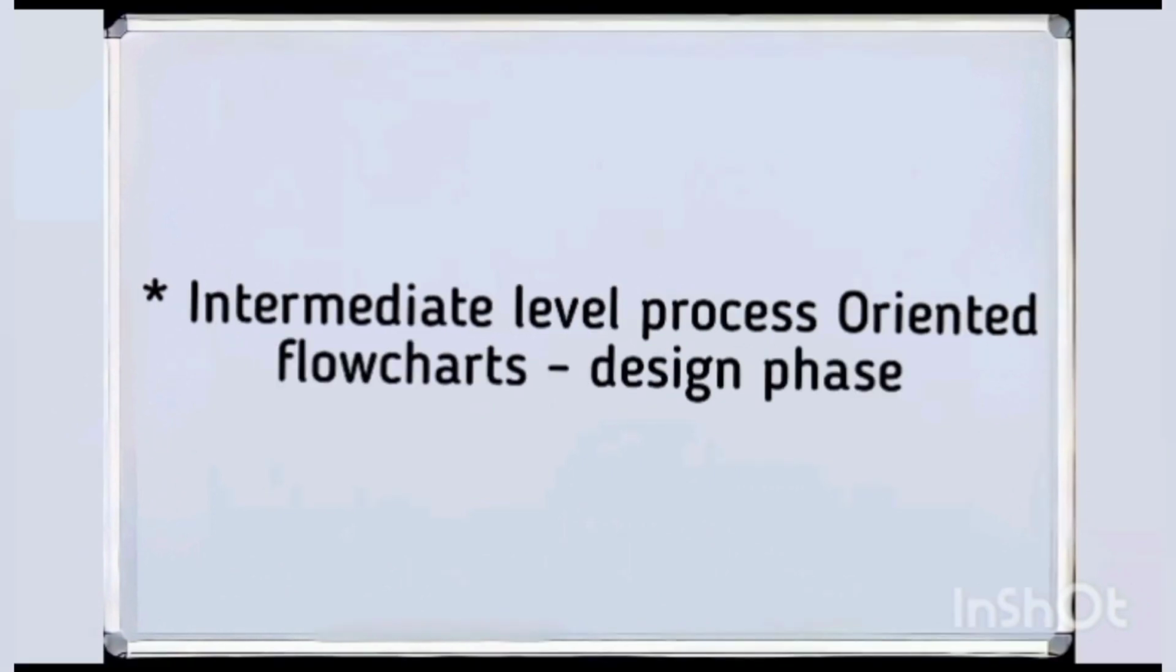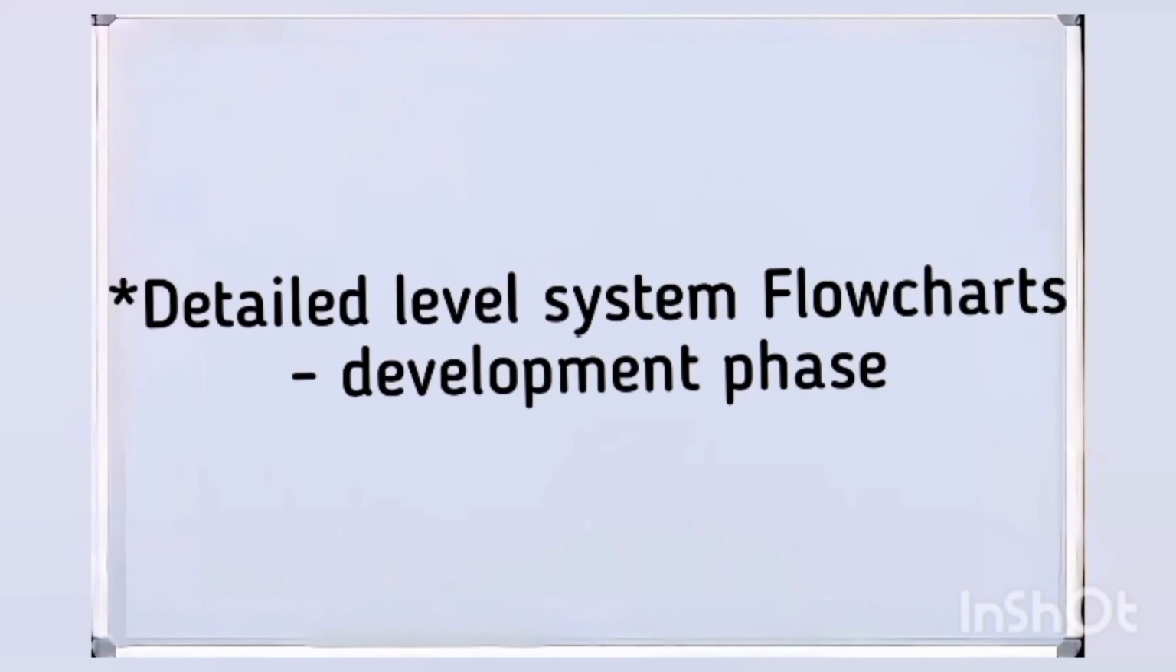Second, intermediate level process-oriented flowcharts, design phase. These flowcharts identify the specific inputs, outputs, and processes in considerable detail. Third one, detailed level system flowcharts, development phase. These flowcharts precede the construction of computer program flowcharts by programmers. They identify the inputs, outputs, and processing operations for each of the computer program components. Detailed control operations are also shown.